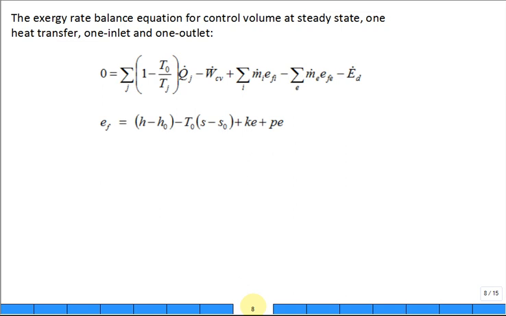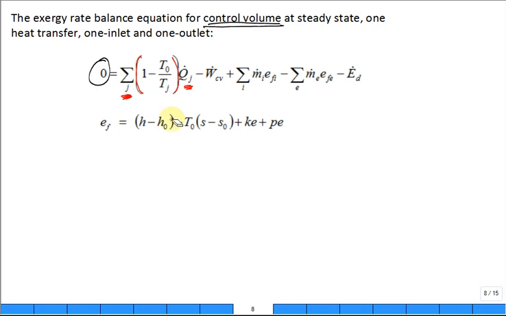We have an exergy balance equation for a control volume. Here, in general, this is steady state. I have exergy flowing in with some heat transfers. I have multiple heat transfers, so put a sum on it. Inside the bracket, it looks like the Carnot efficiency. What is this T_j right here? That's the boundary temperature at which that particular heat transfer is coming into the system.